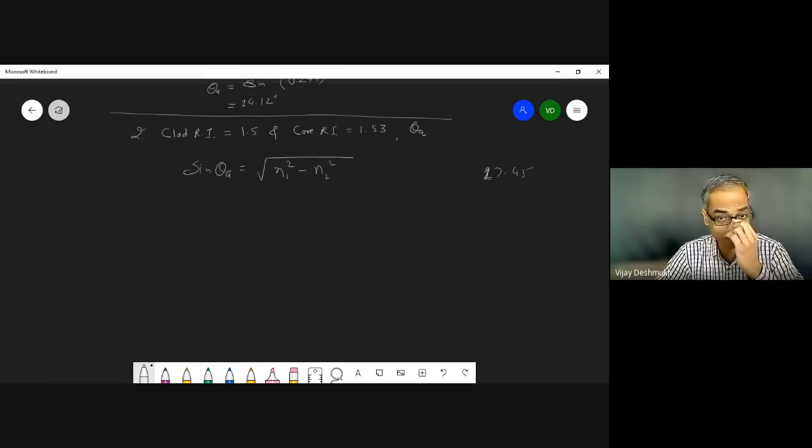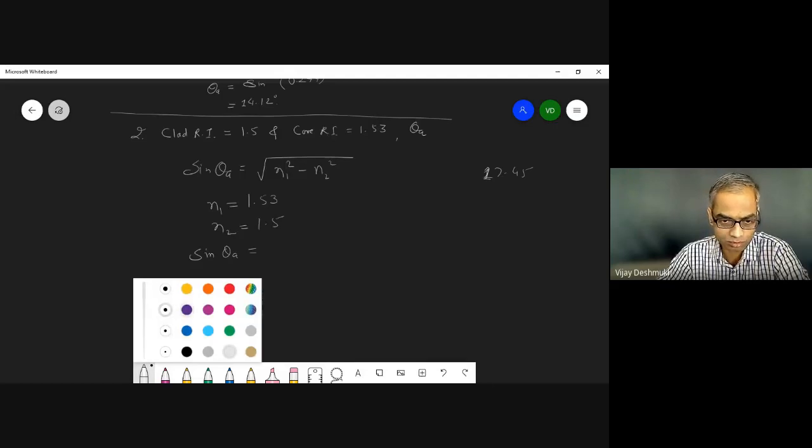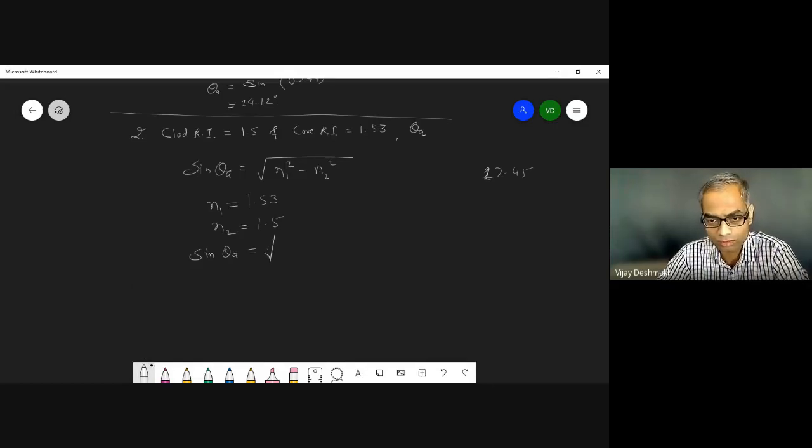So the formula for this problem is sin theta A equal to square root of n1 square minus n2 square. Now n1 is the refractive index of core, and that is given by 1.53, right? And then n2 is the refractive index of clad, which is 1.5. Therefore, sin theta A will be equal to square root of 1.53 square minus 1.5 square.